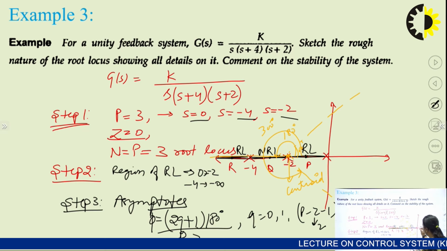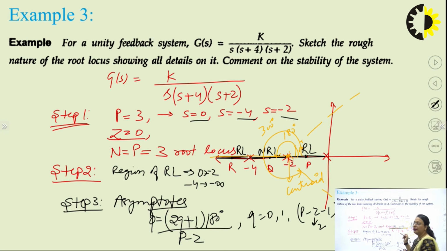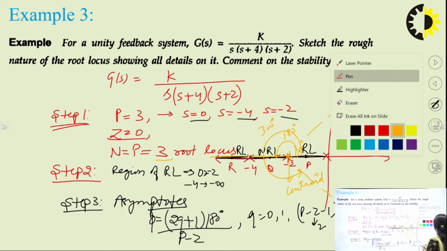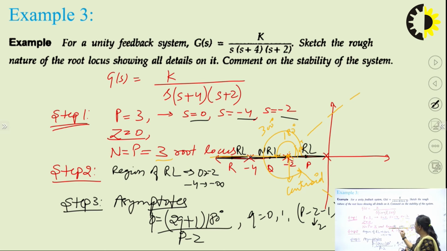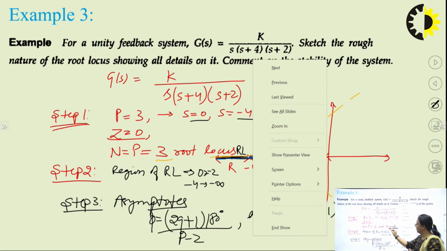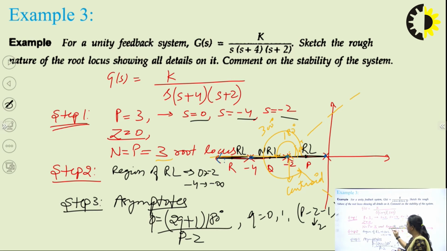As I have told you, these asymptotes will be shown by the dotted lines, and these will guide the branches of the root locus. Now you know there are 3 branches of root locus. So the 3 branches will originate, one branch from each of the 3 open loop poles. Now since this is not the region of root locus, this branch will originate from here and terminate towards here, towards k equals infinity, right?